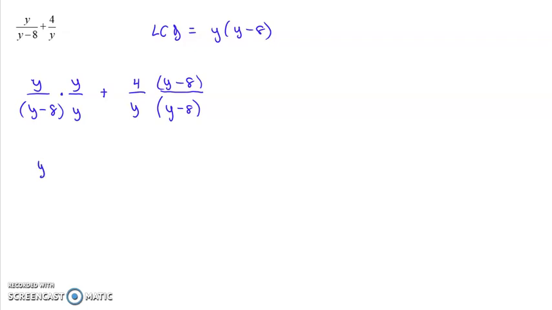So let's go ahead and rewrite our denominator here. I'm not going to multiply this out, I'm just going to leave it as the two factors. On top, we have y times y, which is going to be y squared.